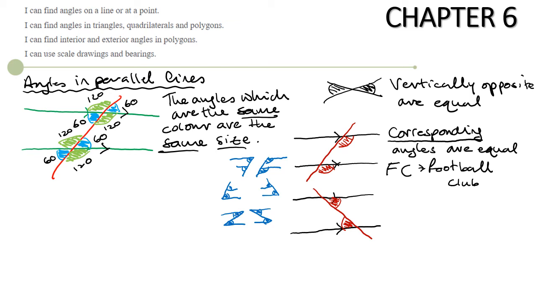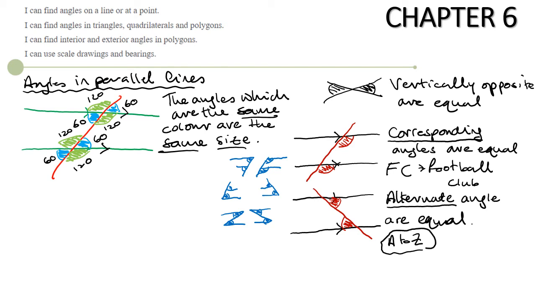Now these angles are called alternate. So the second rule is alternate angles are equal. Now, how are we going to remember this? Well, alternate angles look like a Z. So maybe A to Z, the first letter of the alphabet and the last letter of the alphabet, is going to help you remember those.